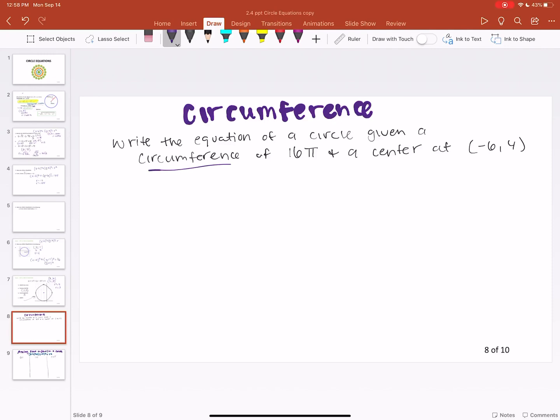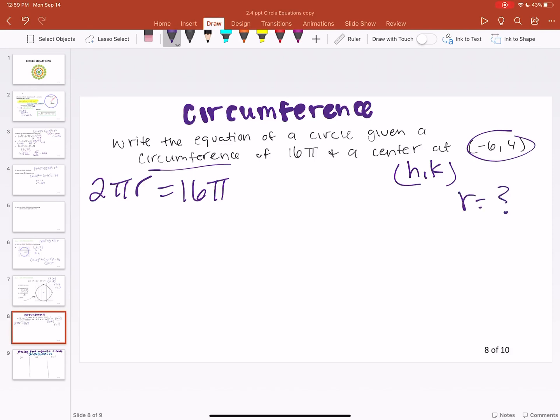So it says we have a circumference equal to 16 pi. Well, the circumference of a circle is 2 pi r, and this should already be common knowledge, so hopefully for you it is. And now I just have to solve for the r value, because in my circle equation, I need the center, which is given to me, and I need the radius, which I do not know. So solving for this, if I have pi on both sides of the equation, I know that I can divide pi out of the equation on both the left and the right-hand side. So then I have 2r is equal to 16. Divide by 2, r equals 8.